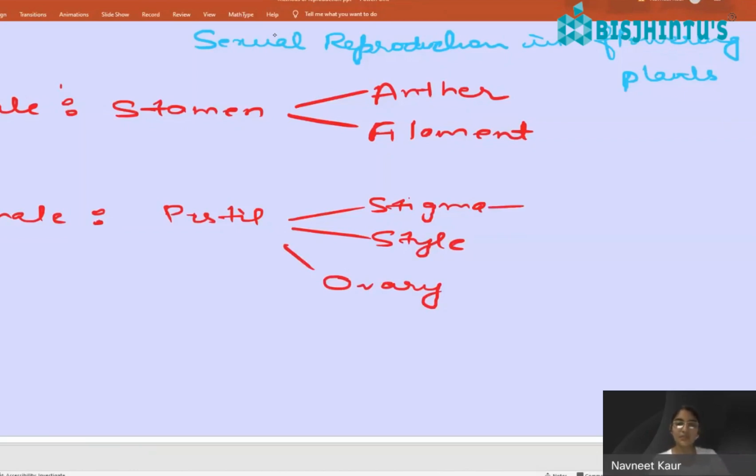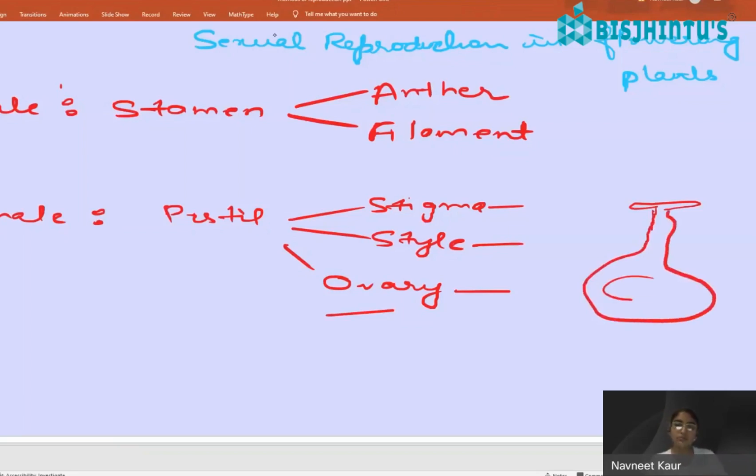And the stigma is the sticky surface where the pollen grains land, and the style was a long tube from where the pollen tubes pass down to get into the ovary, and the ovary contains the ovules. Okay, so its structure used to be something like this. This used to be the stigma, from here starts the style, and here we have the ovary. This is just a rough structure to explain it to you: this is the stigma, the next one is the style, and this is the ovary, which contains the ovule. This particular portion is the ovule.